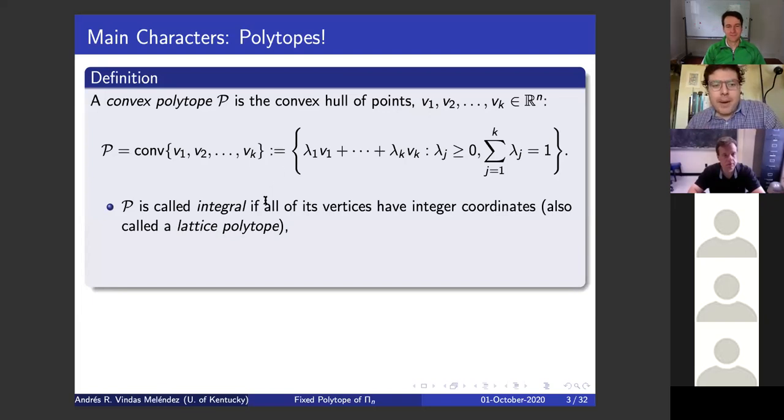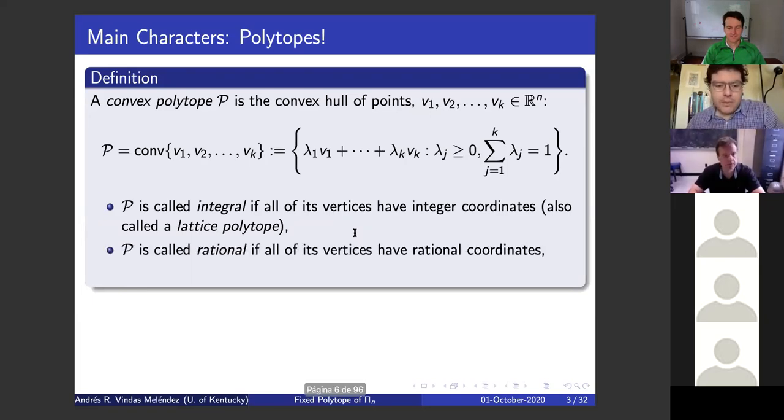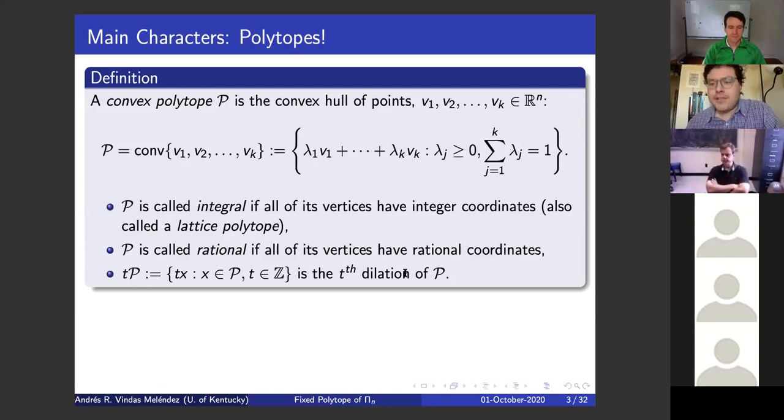And so we say a polytope is integral if all its vertices have integer coordinates. And similarly, we say it's rational if its vertices have rational coordinates. And so we're going to think eventually of these polytopes as being on the integer lattice. So we're placing the polytope somewhere on the integer lattice or translating it on the integer lattice. We're also going to care about dilating these polytopes. And so for an integer t, we're going to say that tP is the t-th dilation of P, okay?